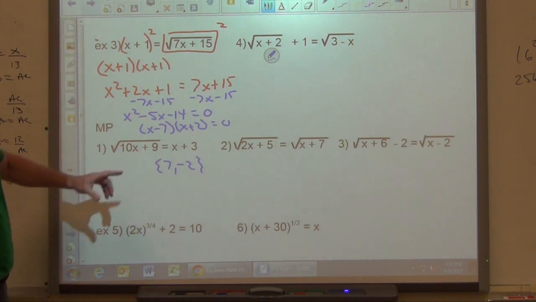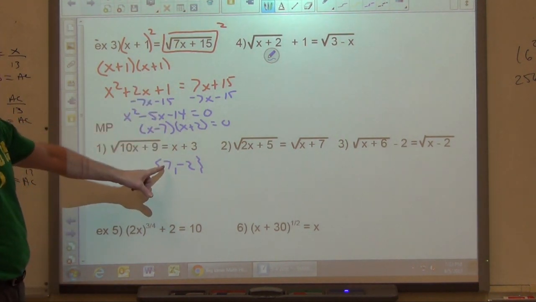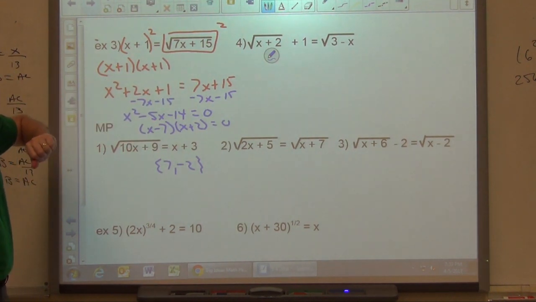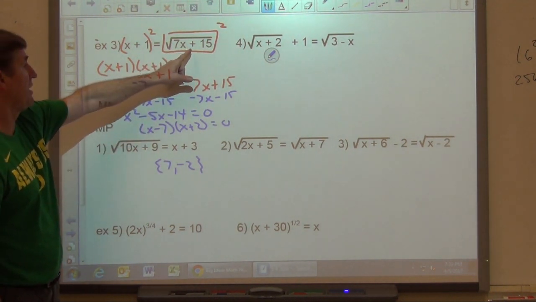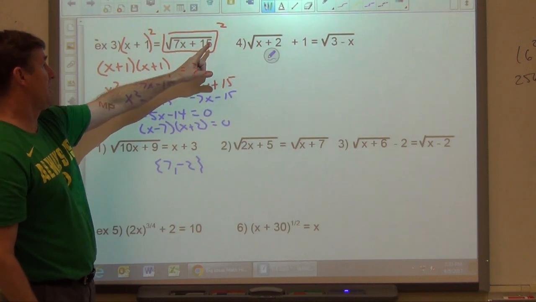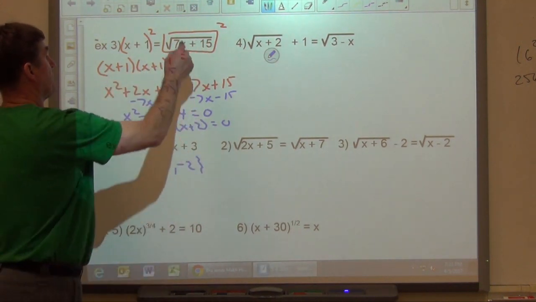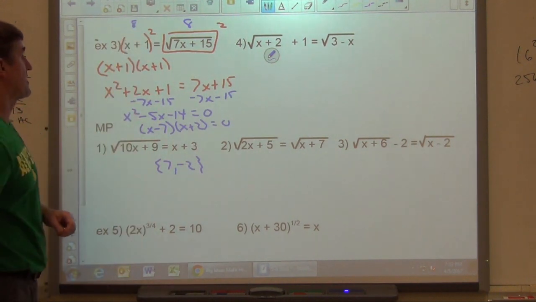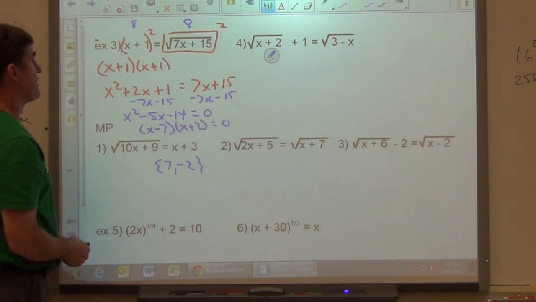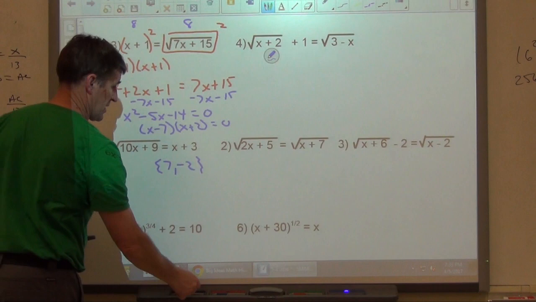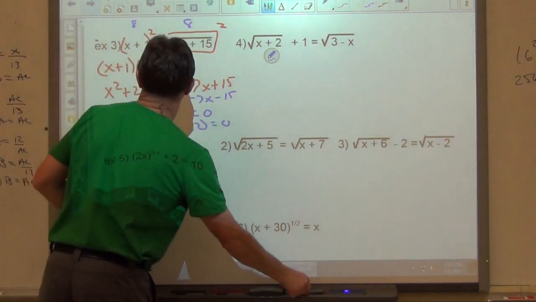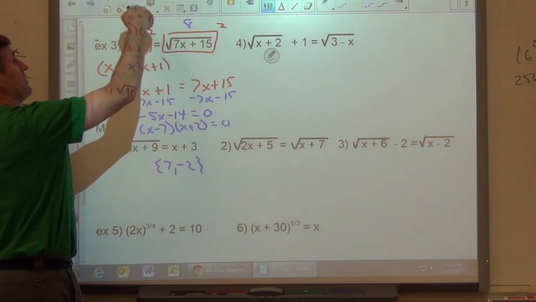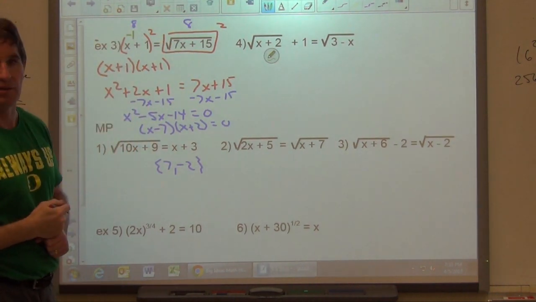But if I plug in these numbers and check it, 7 times 7 is 49, plus 15 would be 64, and the square root of 64 is 8, and 7 plus 1 is 8. That checks. But when I plug in negative 2, this is where I have the issue that comes in. When I plug in negative 2, over on this side I get negative 1. And remember, square roots cannot give you negative numbers.